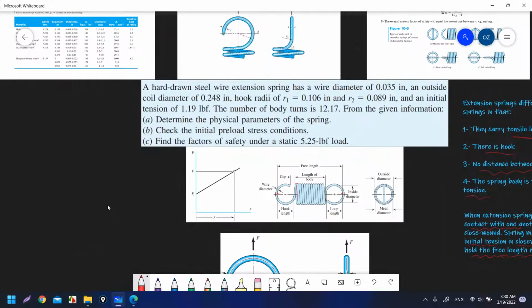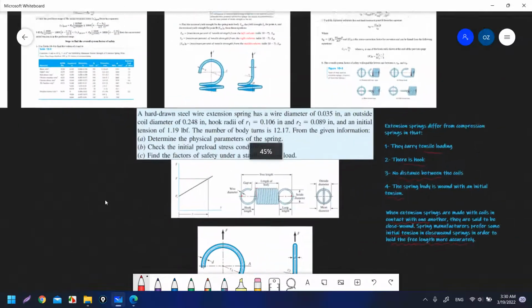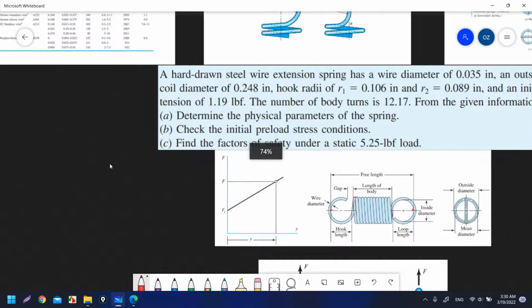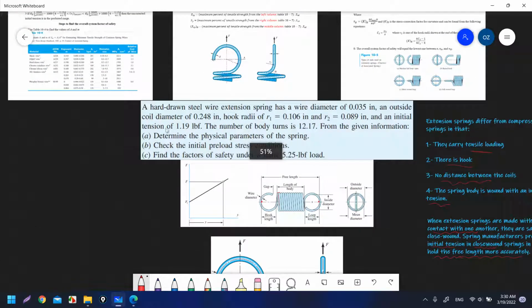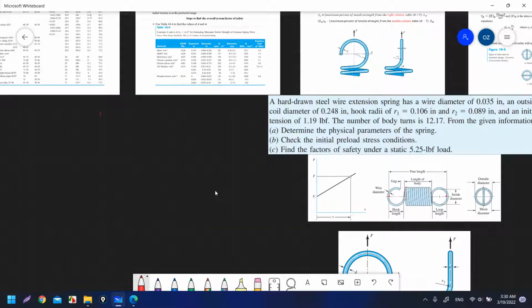Let's see a question about extension springs. Here he said hard drawn. Usually in the question he will give you the manufacturing process or the heat treatment process that is applied to the material that the wire is made of. This information that it is hard drawn, we will use in order to find different things that we will see during our solving.